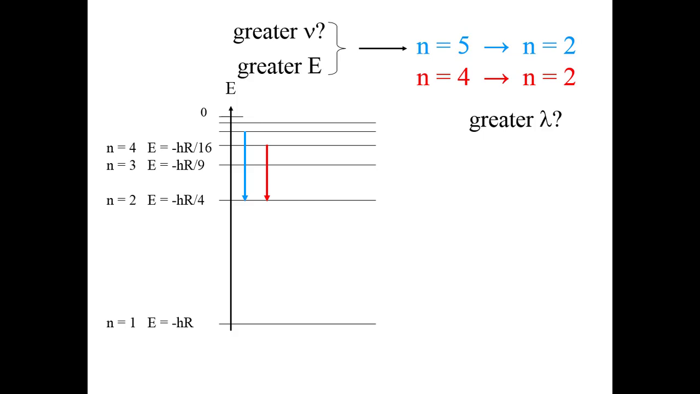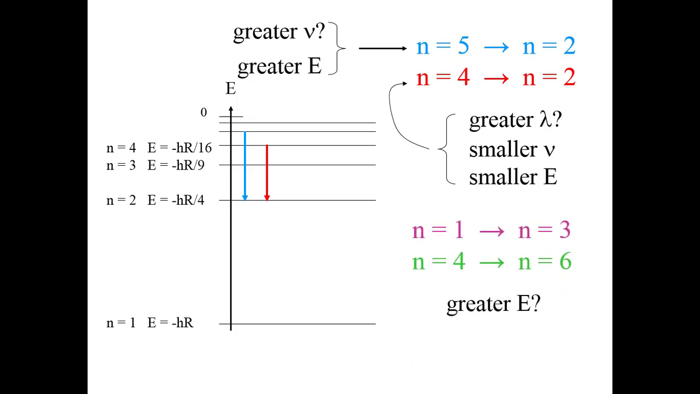If we want to know which gives a photon of greater wavelength, we recall that frequency and wavelength are inversely proportional. The greater wavelength transition will be the smaller frequency and smaller energy transition. This would be the 4 to 2 transition.